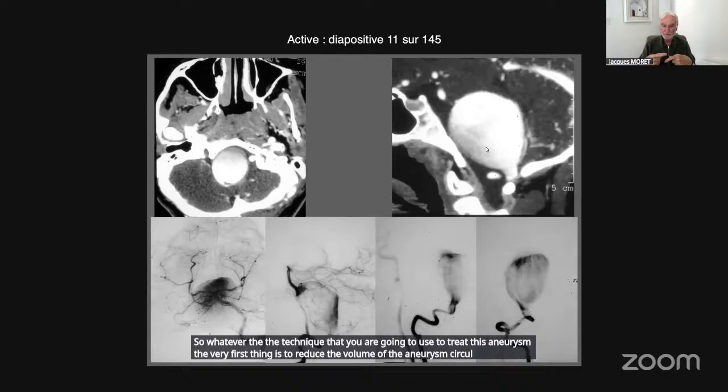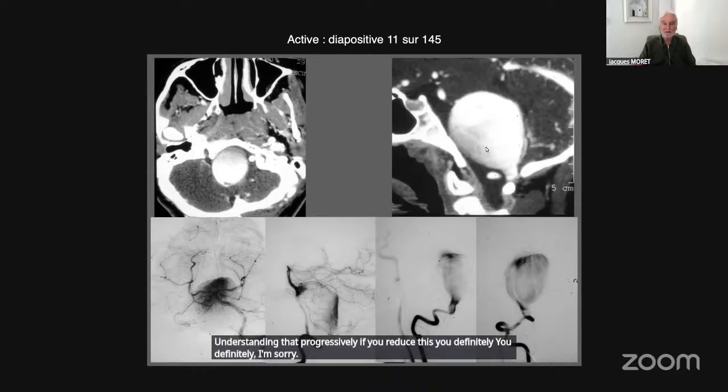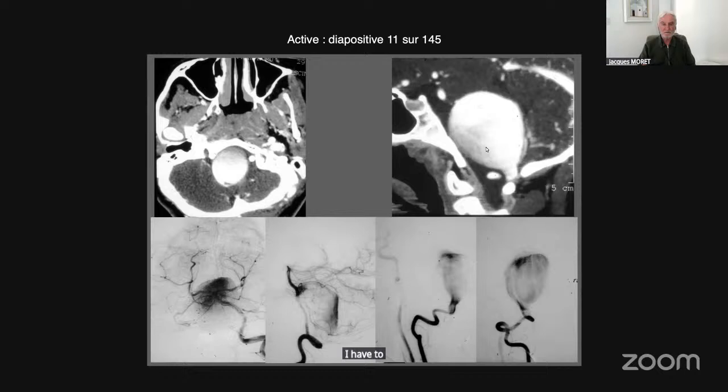circulating part of the aneurysm, understanding that progressively, if you reduce this, you definitely, I'm sorry, I have to answer a very important phone call. Just hold on a second.